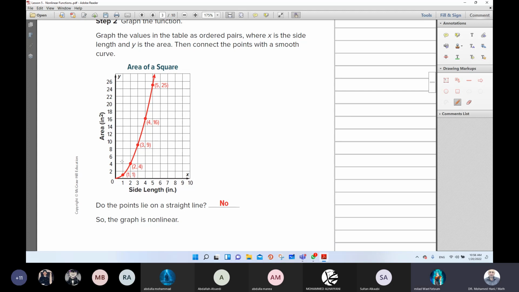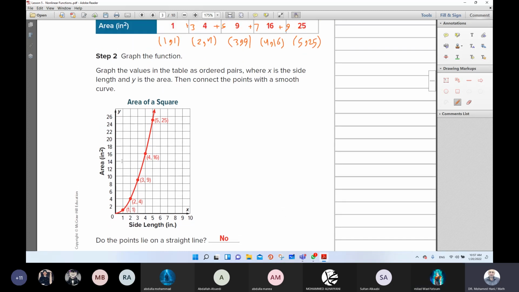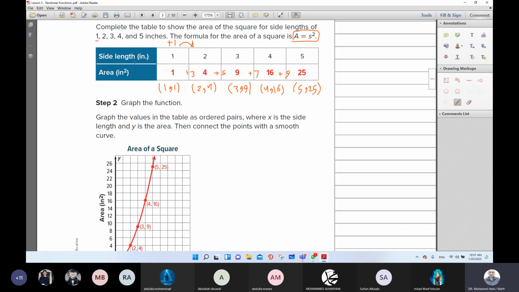What's a constant rate? Please repeat, Mr. What is the constant rate? The constant rate means you have the same number. You can add the same number between the values here. Here, as you see, 1, 1, 1, 1. So this is constant. But in the second row, we have plus 3, plus 5, plus 7, plus 9. It means you have a change in the values. When you have a change in the values, it means you don't have a constant rate.